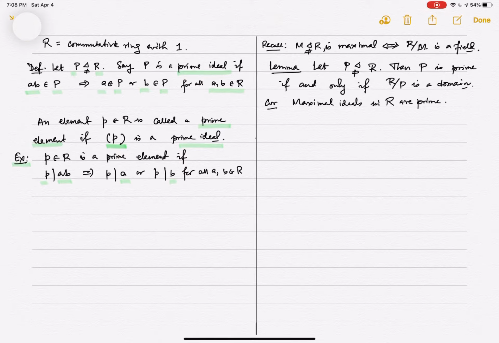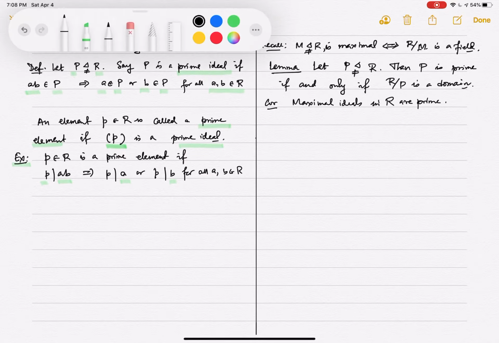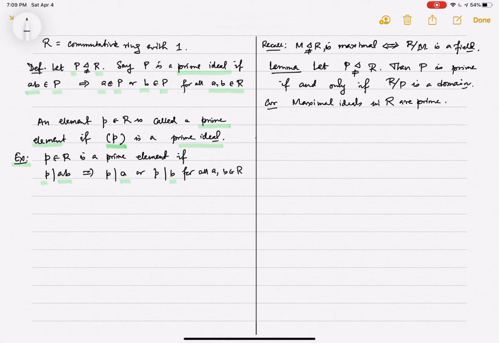a prime number. Maybe here I should say non-zero. I've not been exactly careful here. A non-zero element is a prime if and only if this property holds. I mean, the divisibility is not really defined for the zero element, but this definition still makes sense.